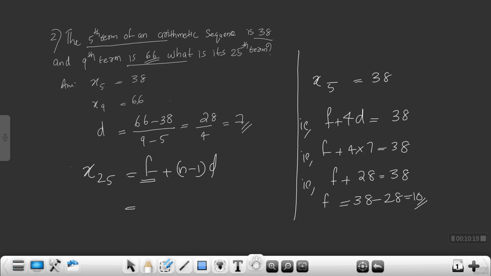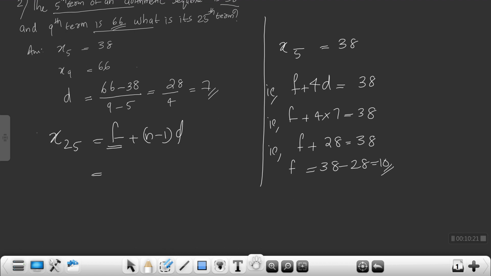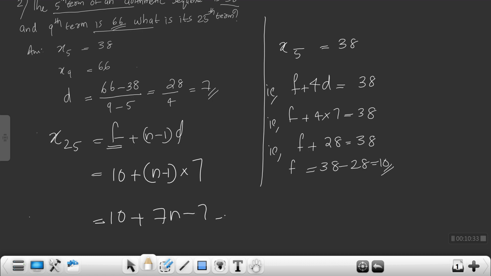Then we can substitute the value of f here. The first term f is 10, so xn is 10 plus (n minus 1) into d. d is 7. That is 10 plus 7n minus 7. That is 7n, and 10 minus 7 is 3. So xn is 7n plus 3.